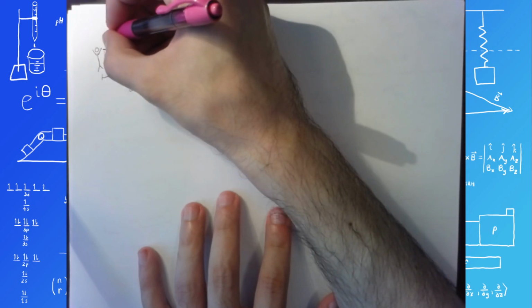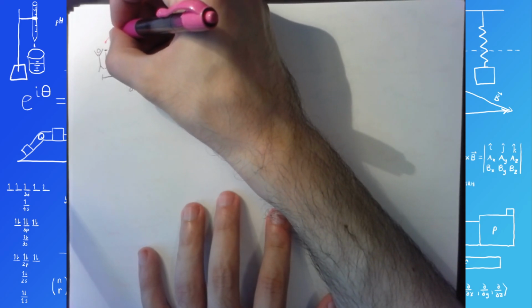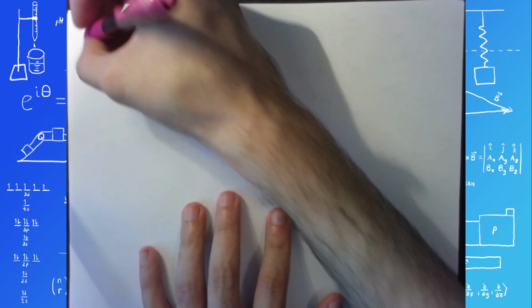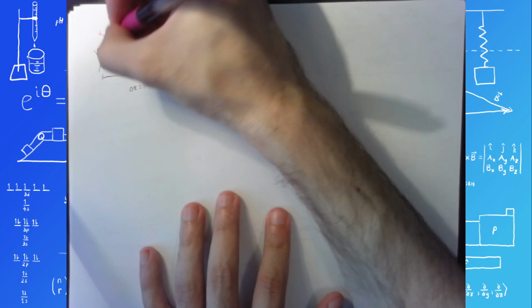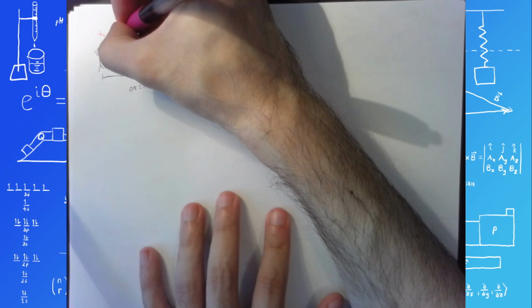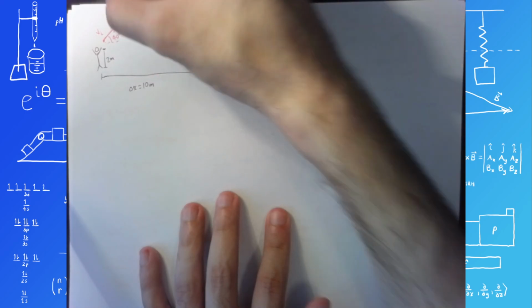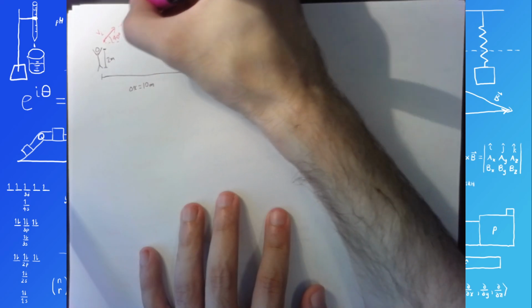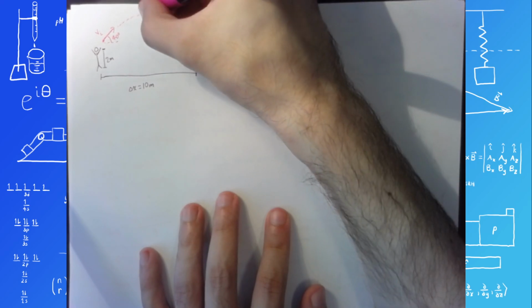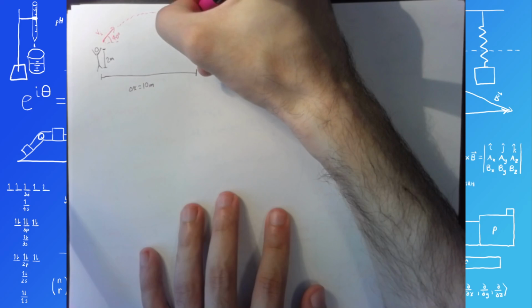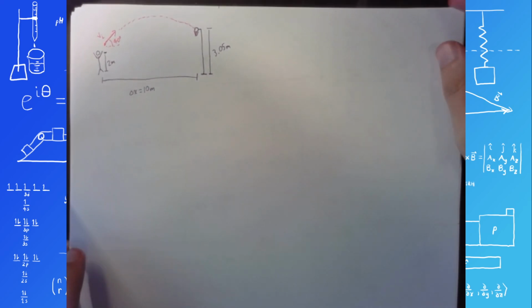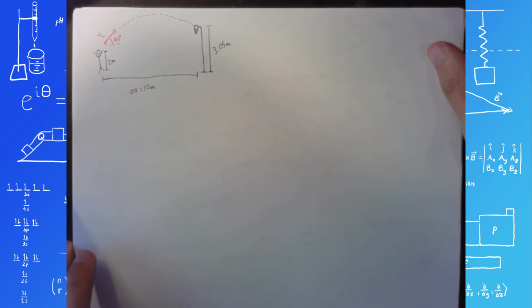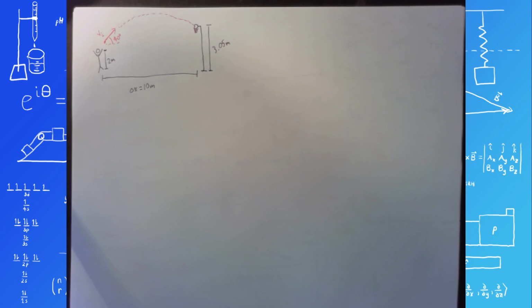But yeah, the ball is thrown at some initial velocity, which we do not know. We do know that it's thrown at a 40-degree angle, though. And it's supposed to land in this basket. So the question is, for what V initial will this shot work out?